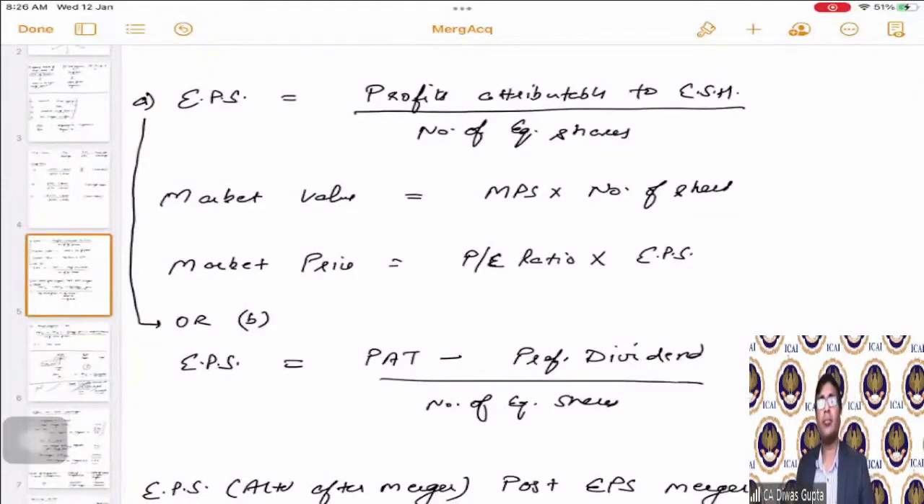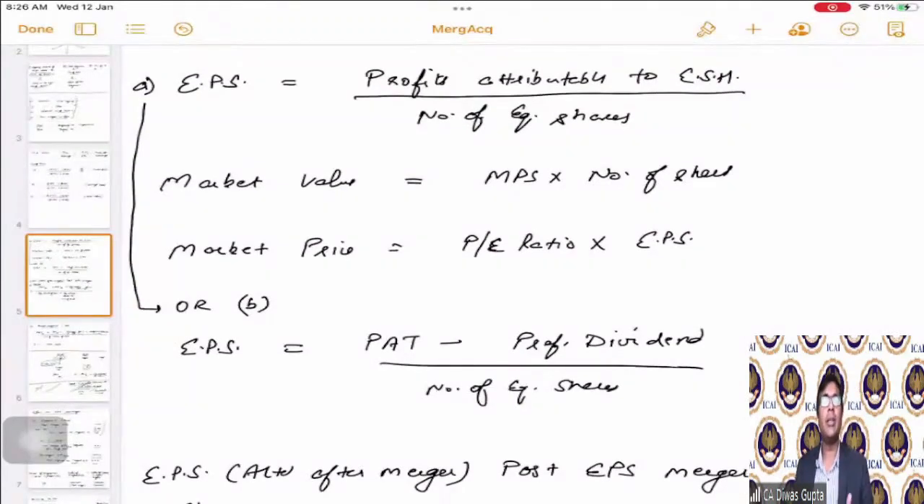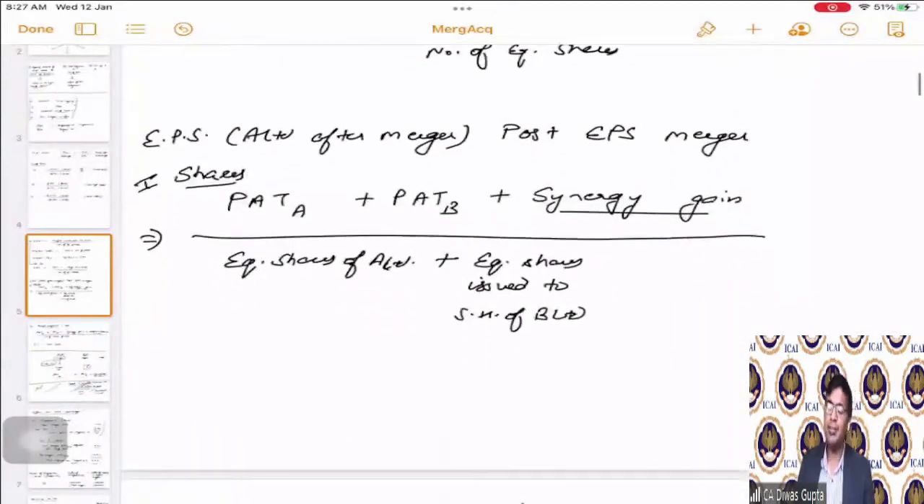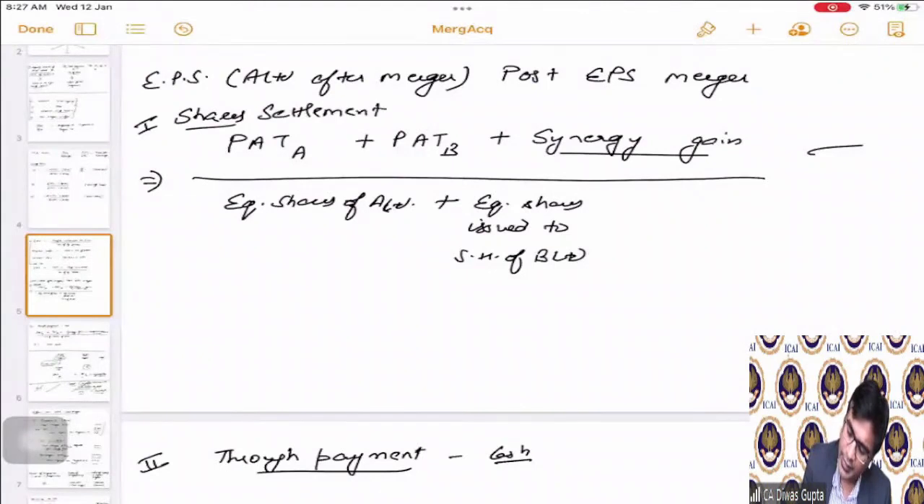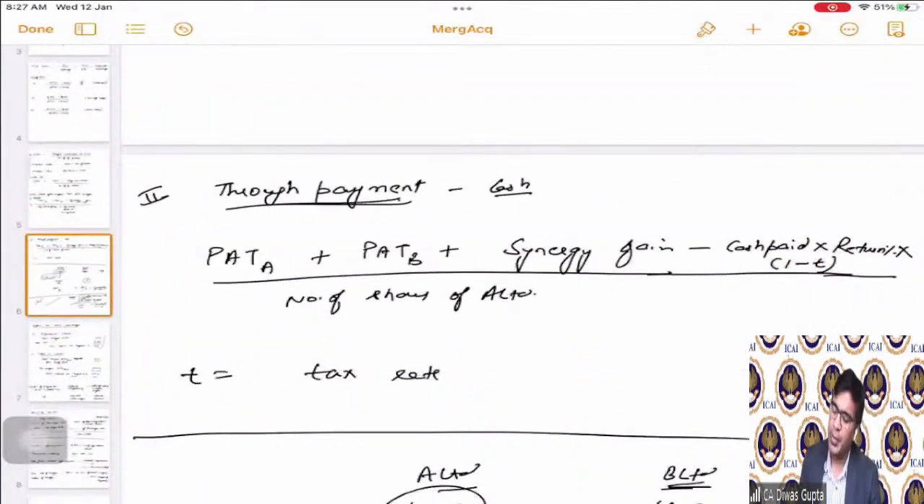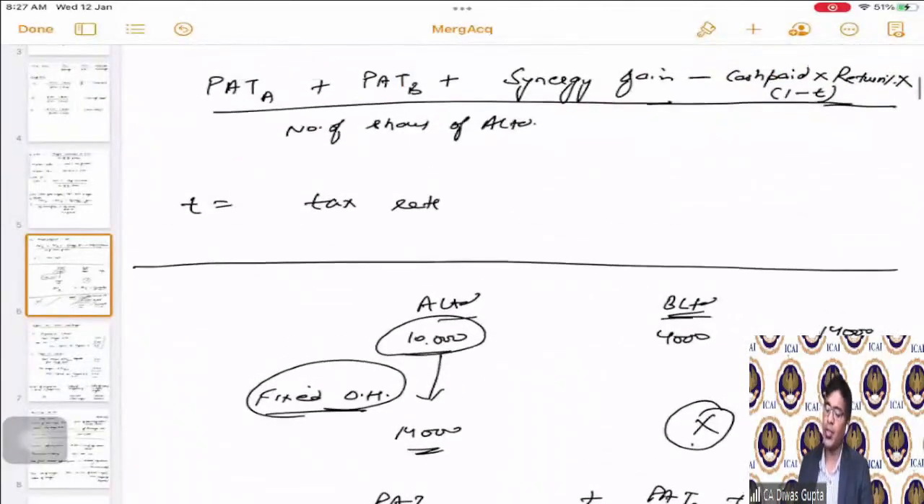Then we said that in the post-merger analysis, there are two things that we have to see. One is the effect on EPS, and the second one is the gain/loss to the shareholders. For calculating the effect on EPS, first of all, we have to calculate the pre-merger EPS, for which we have studied these two formulas. After the pre-merger EPS is calculated, we will calculate the post-merger EPS. In that, if share settlement is happening, then we will take the first case. So this is share settlement, and this is payment in cash. Then we will follow this route, correct?